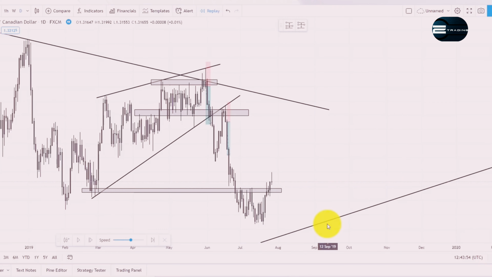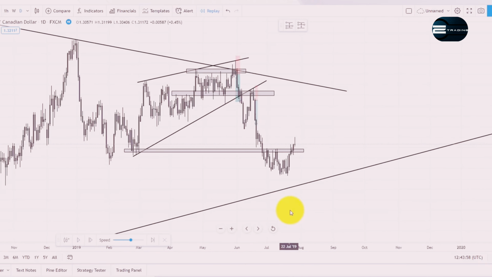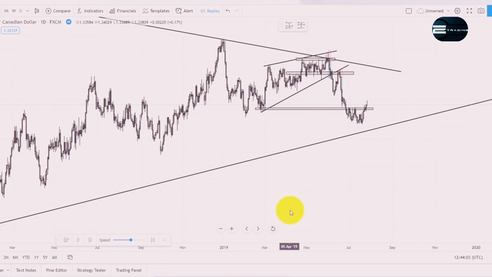Again, the market creates a support and resistance zone. But here we need more confirmation. So we zoom out a little bit and draw one more trend line.